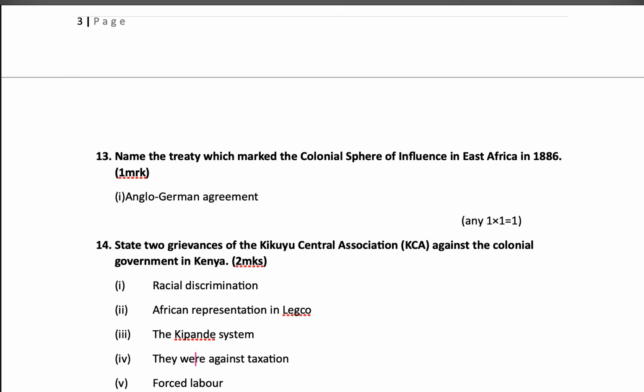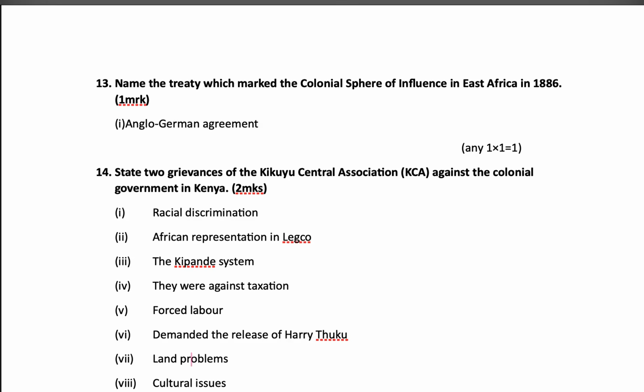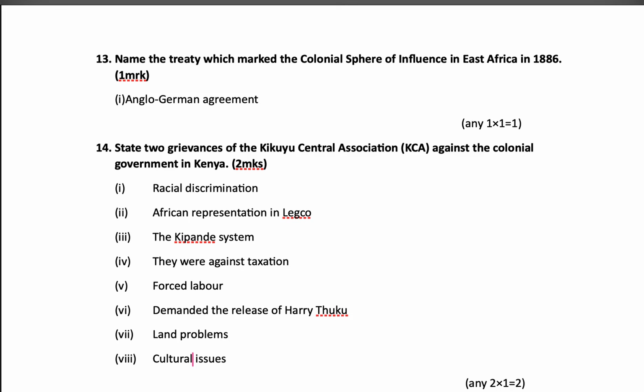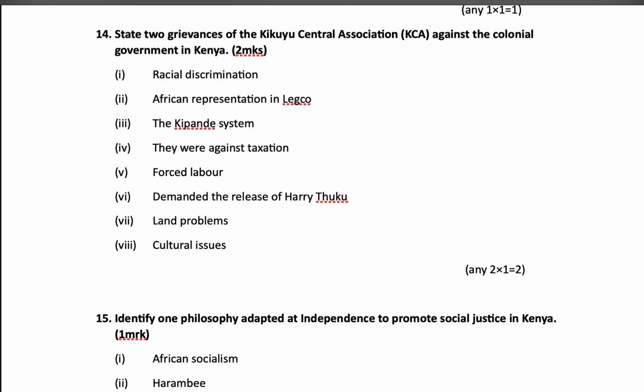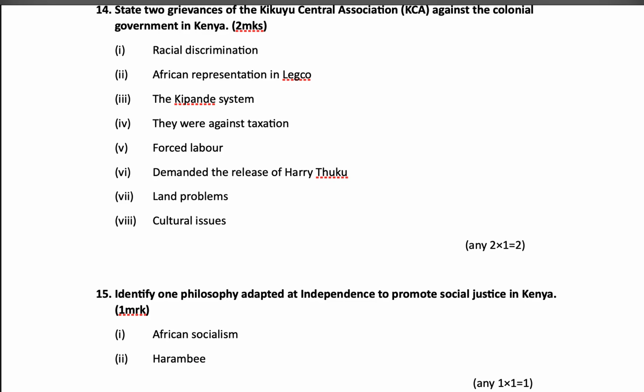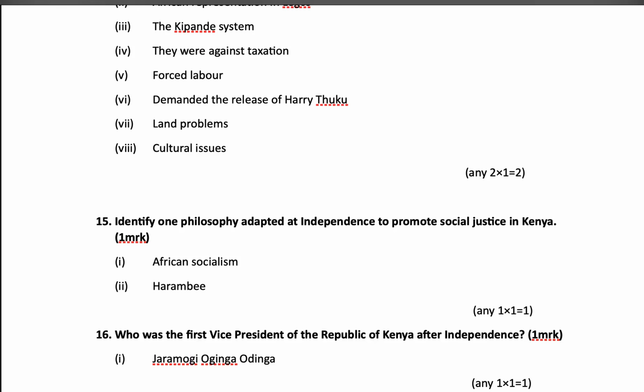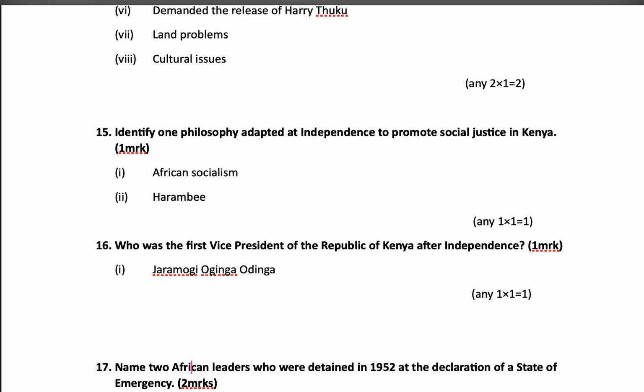Anglo-German Agreement. Question 14. State two grievances of the Kikuyu Central Association, that is the KCA, against the colonial government in Kenya. Racial discrimination, African representation in Legco, the kipande system, they were against taxation, forced labor, demand the release of Harry Thuku, land problems, cultural issues.